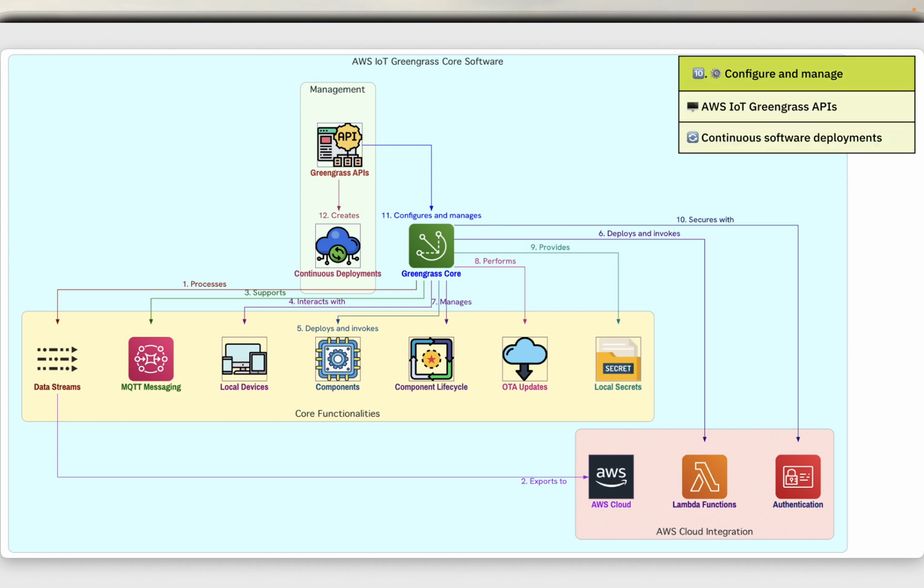You configure and manage Greengrass core devices through AWS IoT Greengrass APIs, where you create continuous software deployments.